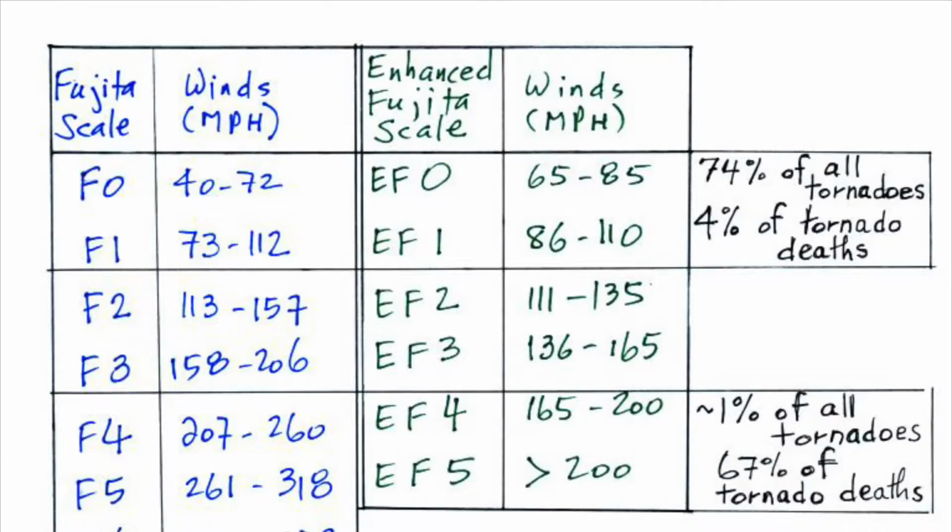All tornadoes are measured on the Fujita scale. The Fujita scale runs from F0s, which are generally not recorded, to F5s and even F6s. F5s are generally very, very rare and only account for about 1% of all tornadoes. However, that 1% of all tornadoes that are F4 or F5 account for 67% of tornado deaths.